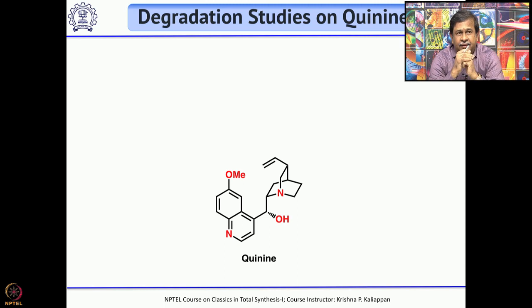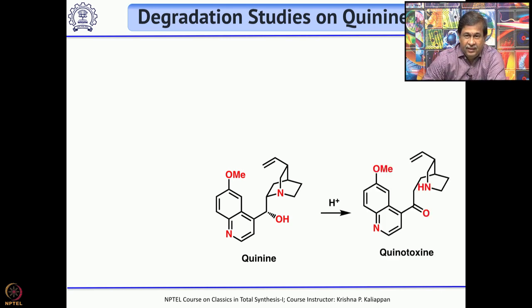So, there are a lot of degradation studies known on quinine, but in this particular slide, I will talk about 4 or 5 reactions where quinine gave some important clues to assign the structure. When quinine was treated with strong acid, it rearranged, I should say it opened, this bond was cleaved to give a very interesting compound called quinotoxin.